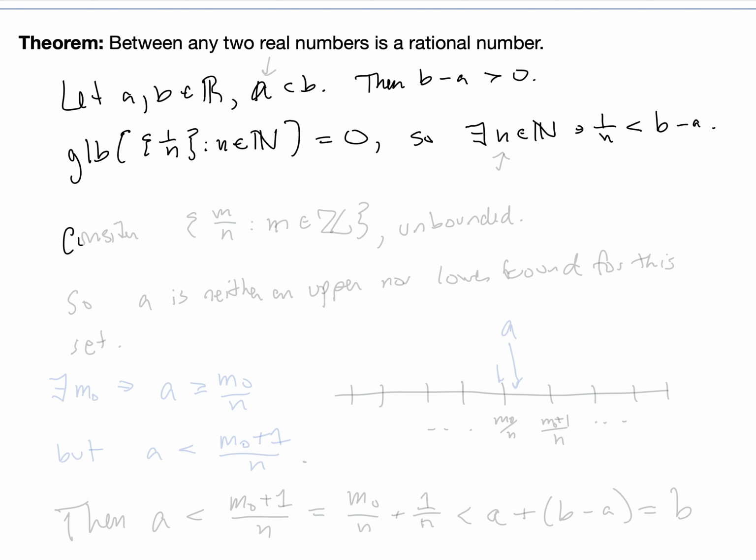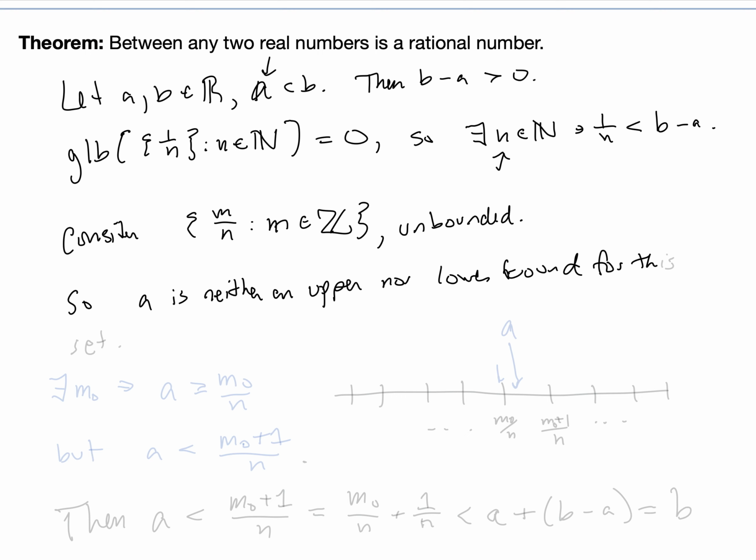Now let's consider the set of m over n, with this n right here, such that m is an element of the integers. That set has a million over n, negative a million over n, etc. This is an unbounded set. And because it is unbounded, a, this value we had up here, is neither an upper nor a lower bound for this set.